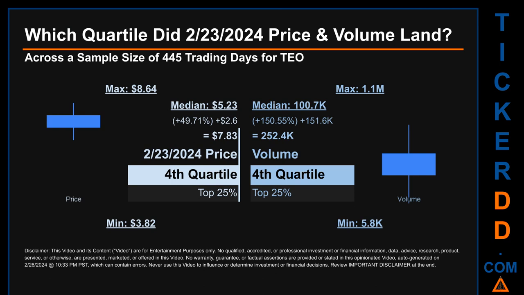Quartiles tell us about the spread of a data set by breaking that data set into quarters, just like how the median breaks the set into half. Descriptively, TEO has a median price of $5.23. Therefore, February 23, 2024 price was higher from that middle marker by 49.71%. The day's volume of 252,400 was more than the median by 150.55%.